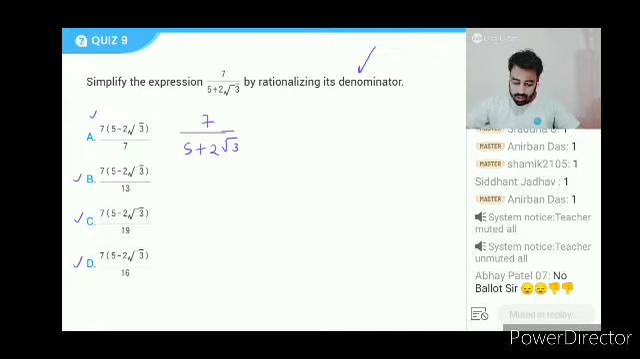Now if you didn't get the ballot, restart the app. 20 more seconds, everyone. 20 more seconds.